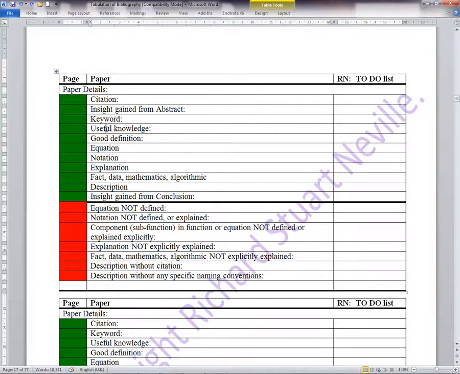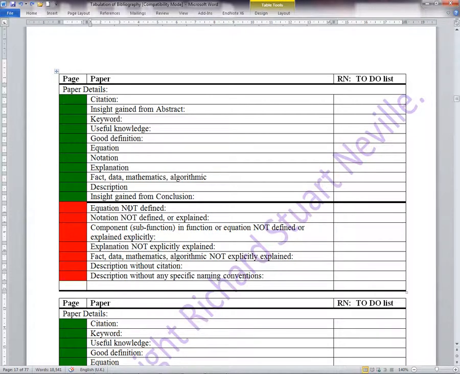And also there was some useful knowledge when I read it. Definitions were also good. Maybe some facts or mathematics or algorithmics are important for my research, and maybe the insight gained from the conclusion should be noted, and they're all in a positive context.